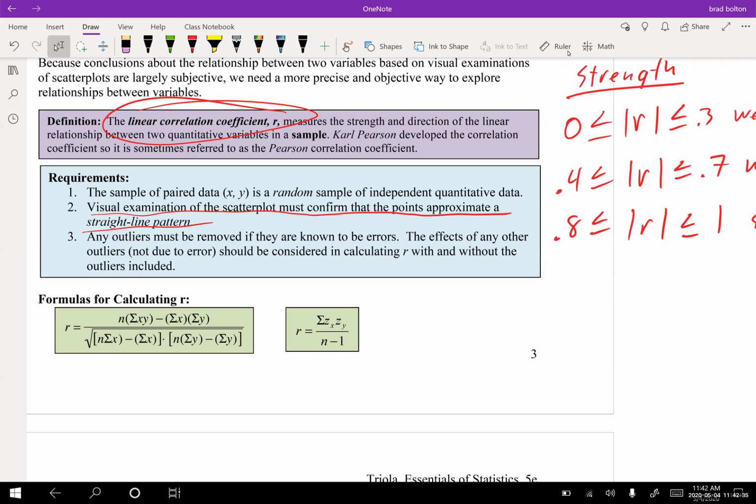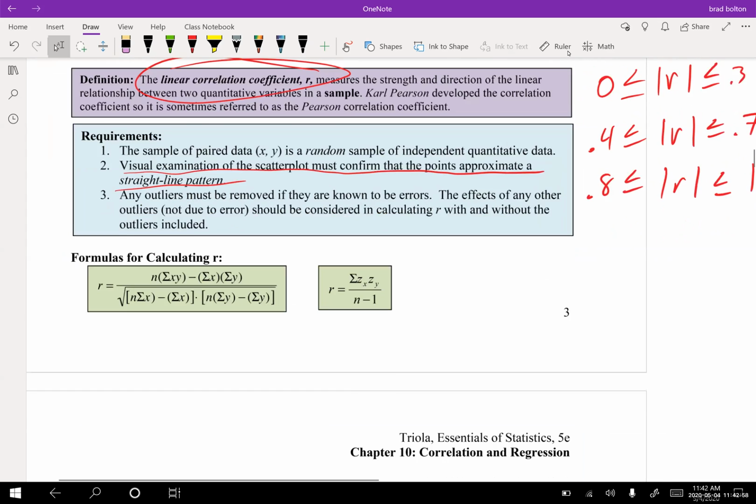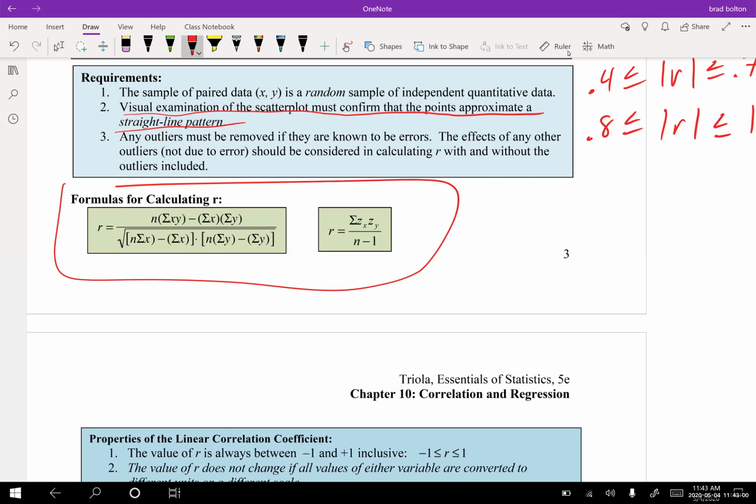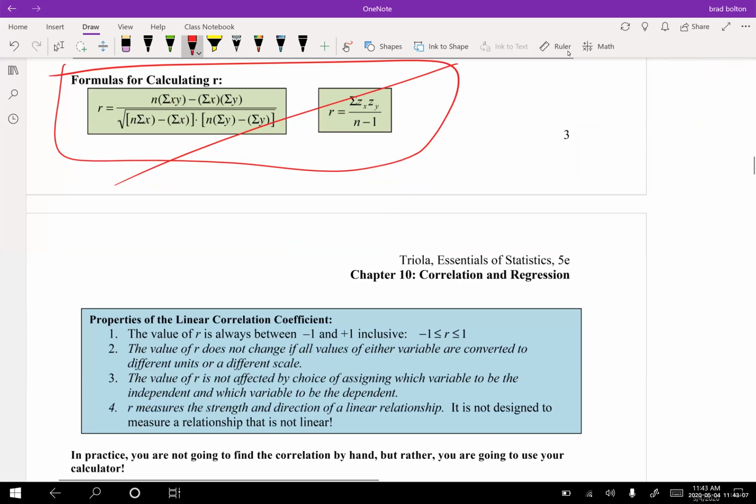Any outliers must be removed if they are known to be errors. The effects of any other outliers not due to error should be considered in the calculating of R with and without the outliers included. So if there's an error and that causes the outlier, then you exclude it. But if there's an outlier, but it's not because of an error, then you have to keep it, okay? So here's the formula for calculating R. Looks rough, right? This is pretty rough, so we're not gonna worry about that. We're gonna do every calculation of R on our calculator, okay?